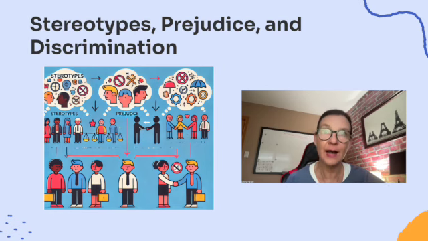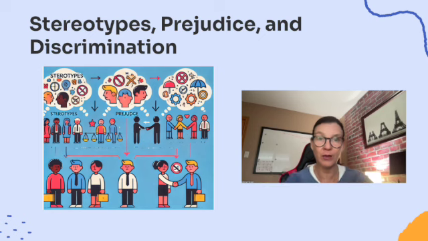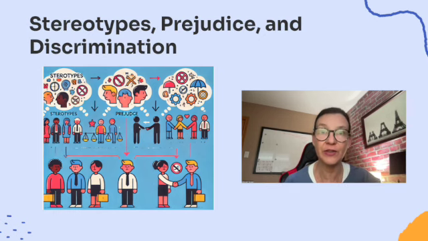Understanding these connections can help us recognize how biases develop and influence behavior in our social interactions. So let's define each key term first so we understand what we're working with, okay? The definition for stereotype is generalized beliefs about a group of people.